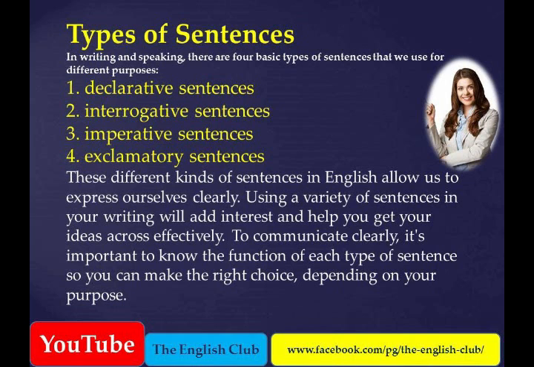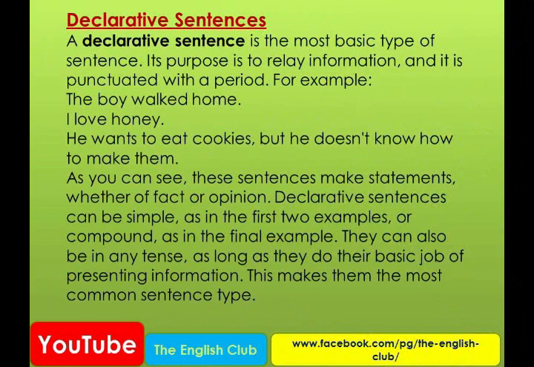These different kinds of sentences in English allow us to express ourselves clearly. Using a variety of sentences in your writing will add interest and help you get your ideas across effectively. To communicate clearly, it's important to know the function of each type of sentence so you can make the right choice depending on your purpose. So first, we are going to discuss declarative sentences.